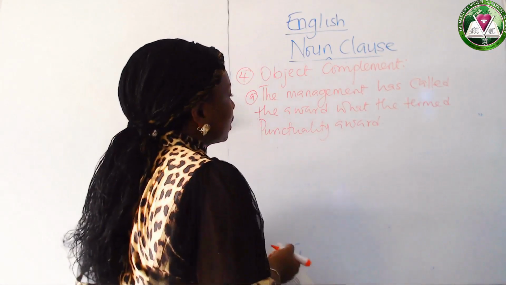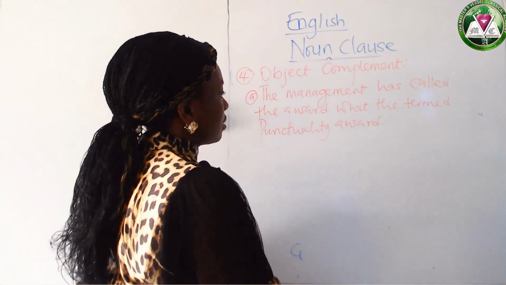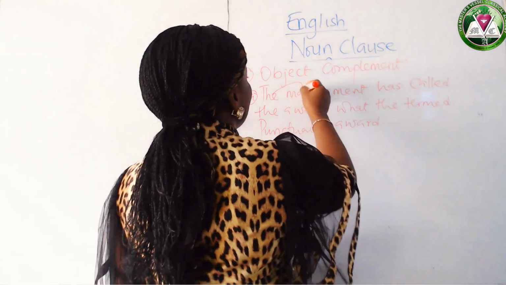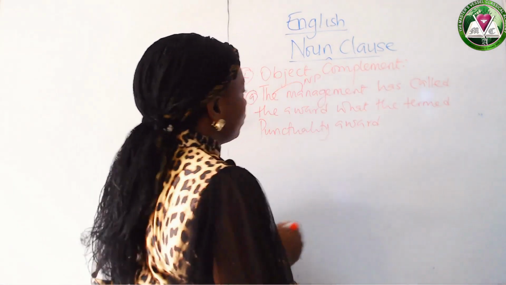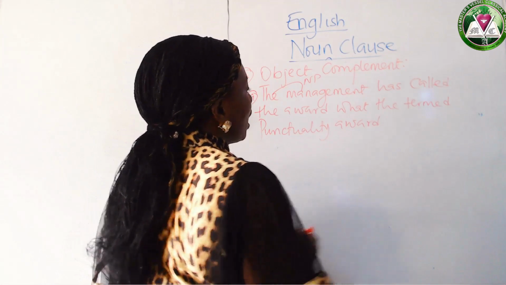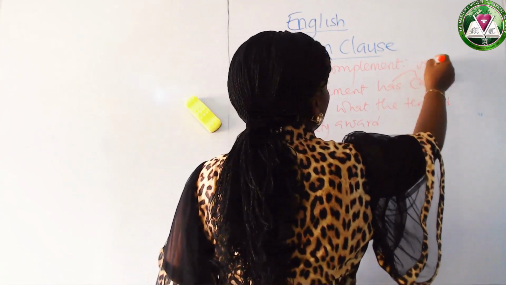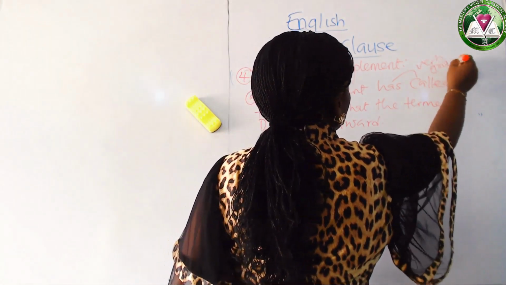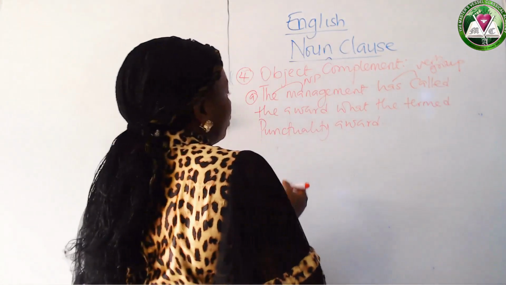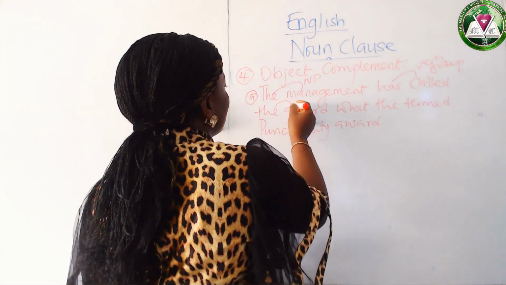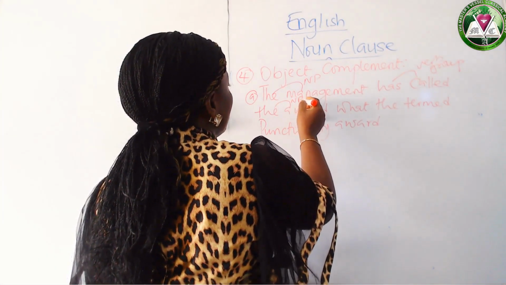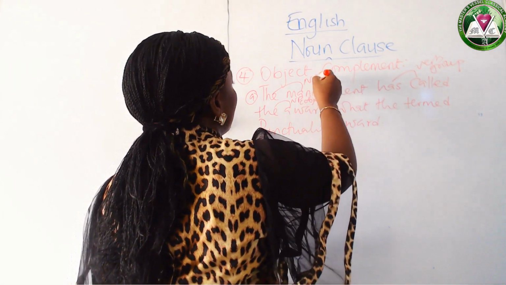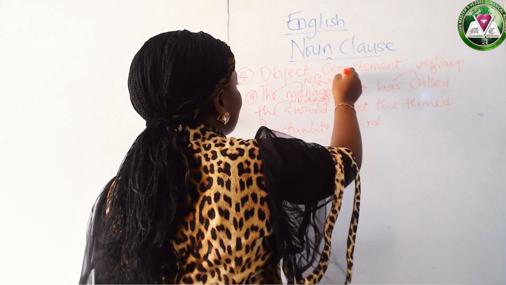Now if we look at this sentence, quite long, we have the management, that is NP, noun phrase, has called. We have another verb group. Then we have the award as NP object. Our object here is a noun, just as our NP here is the subject. I hope you are getting it.